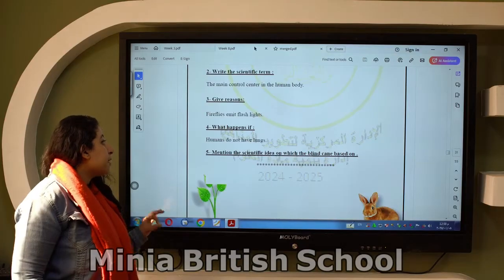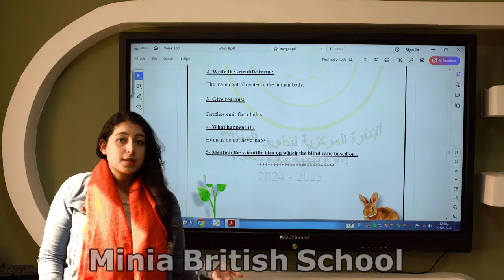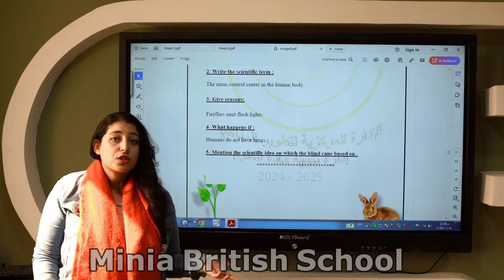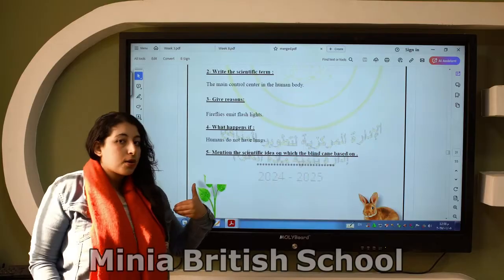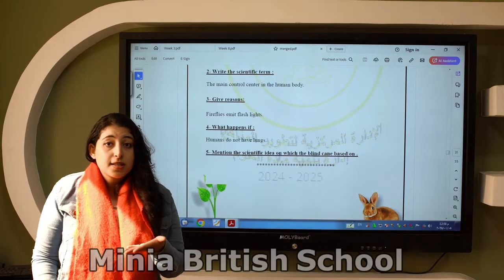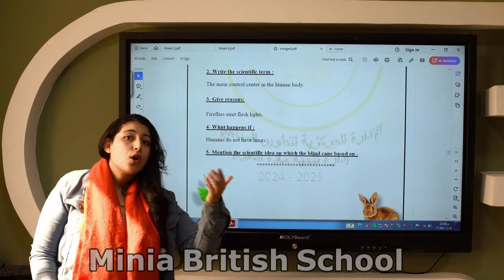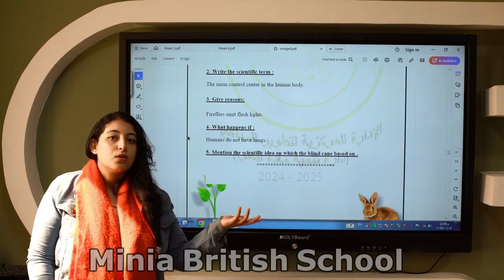What happens if humans don't have lungs? The respiratory system can't perform its function correctly, and they can't breathe oxygen gas that reaches the human's body cells and can't expel carbon dioxide out of the body if there is no lung.